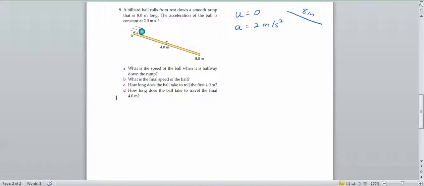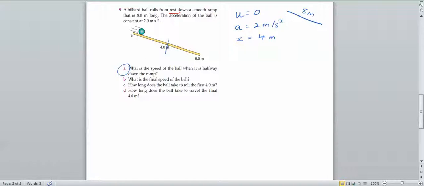Now we know that it's showing us 4 meters, so I'm guessing it might be asking us something about, you know, halfway, what is the speed? Well, let's go ahead and do that. What is the speed of the ball when it's halfway? Okay, so that's the first thing. First of all, let's write down what we know. Distance, this is actually known as our distance or displacement. We're just going to use x for distance or displacement, whatever it is. x we know is equal to 4 meters. We know that our u is 0 because it says at rest.